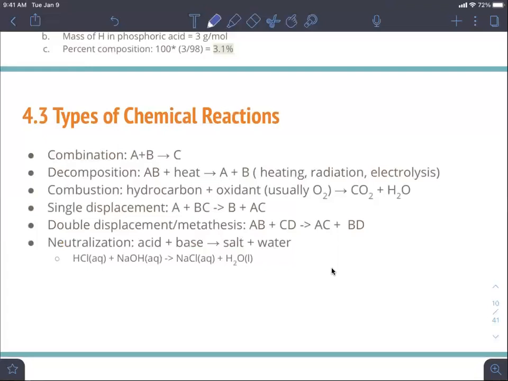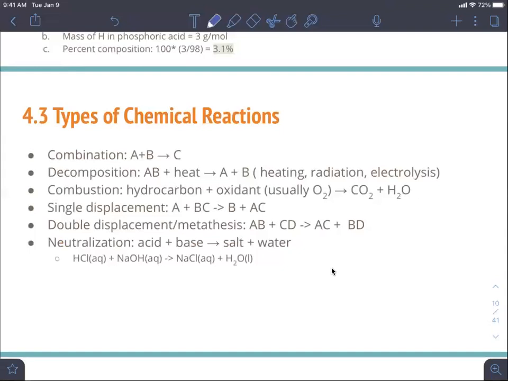Combustion reactions are a hydrocarbon plus an oxidant, which is usually just oxygen, and the products are always carbon dioxide and H2O. So if you see any question that says combustion, you know immediately that the products are always carbon dioxide and water, and so that's extremely helpful in answering questions.